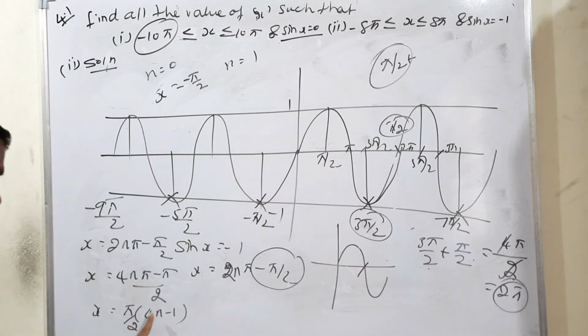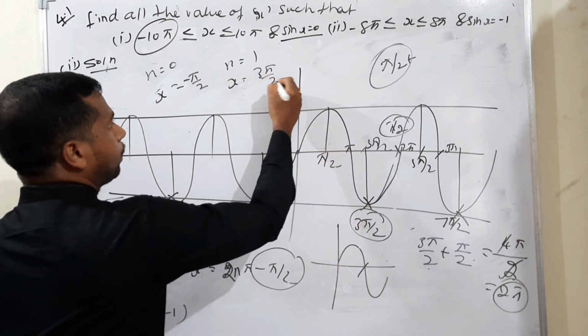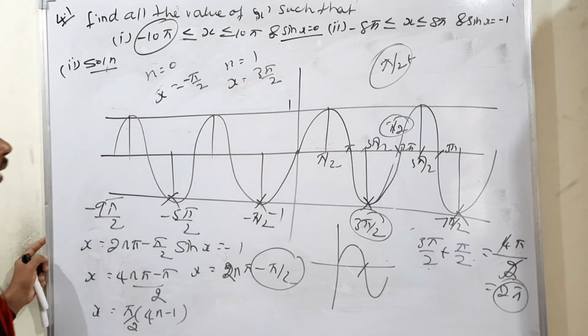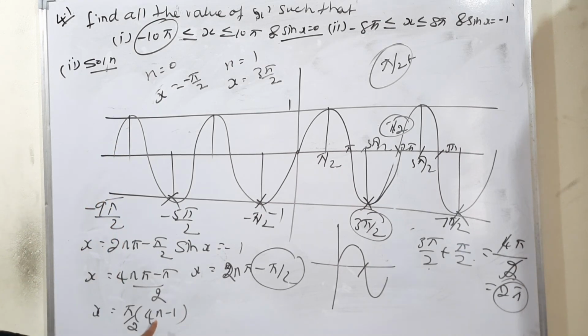n is equal to 1 means 4 into 1 is 4, 4 minus 1 is equal to 3, so 3 pi by 2. Therefore x is equal to 3 pi by 2. So 3 pi by 2 means definitely we need, minus 8 pi to positive 8 pi. Taking pi common outside, we have 4n minus 1, isn't it? Next case, what are the next cases?